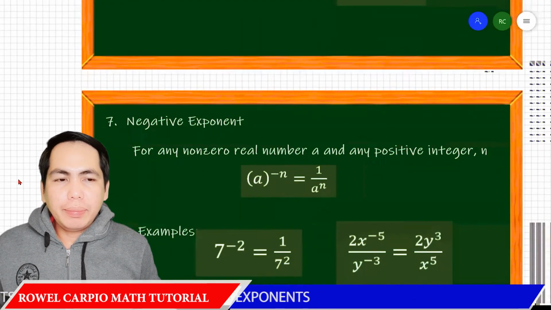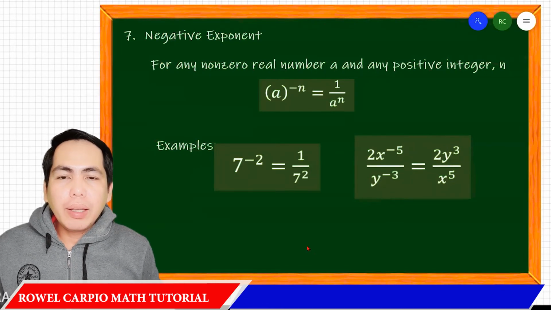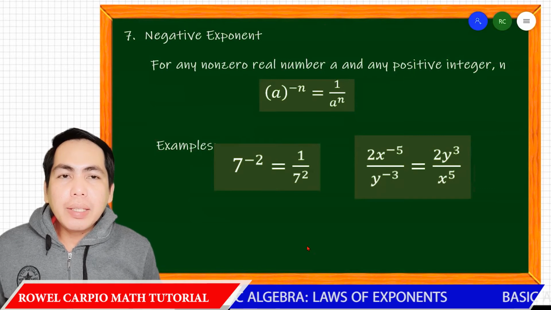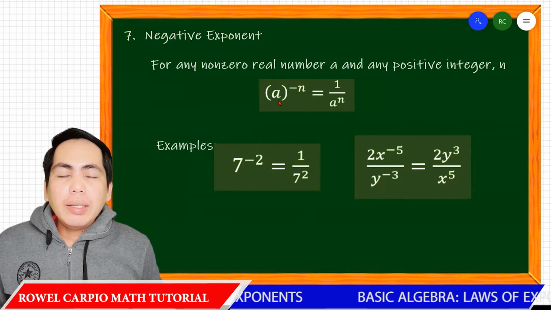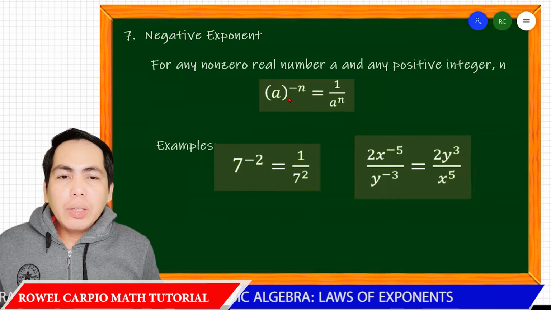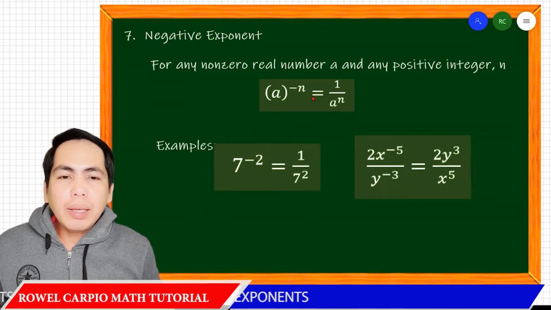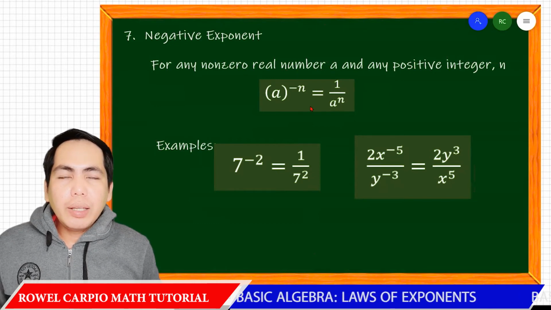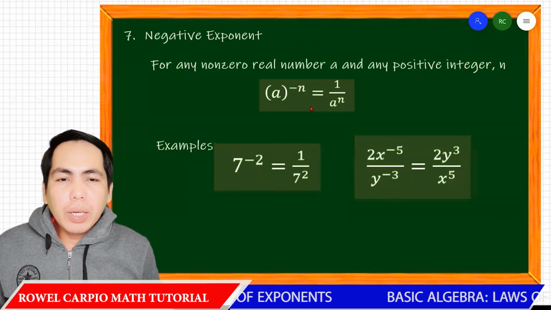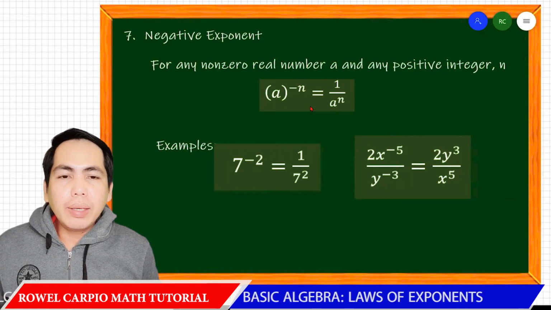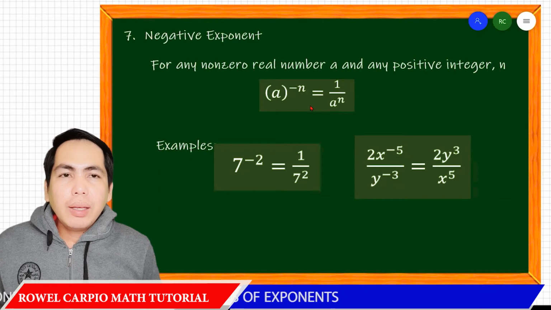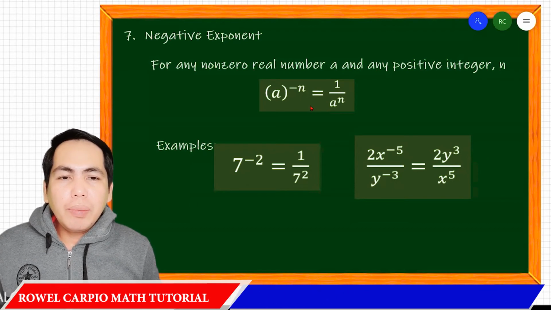Number 7. Negative exponent. For any non-zero real number a and any positive integer n, the quantity of a raised to the power of negative n is equal to 1 over a raised to the power of n. So in other words, if a non-zero real number is raised to a negative exponent, we have to take the reciprocal of the given number for the exponent to become positive.